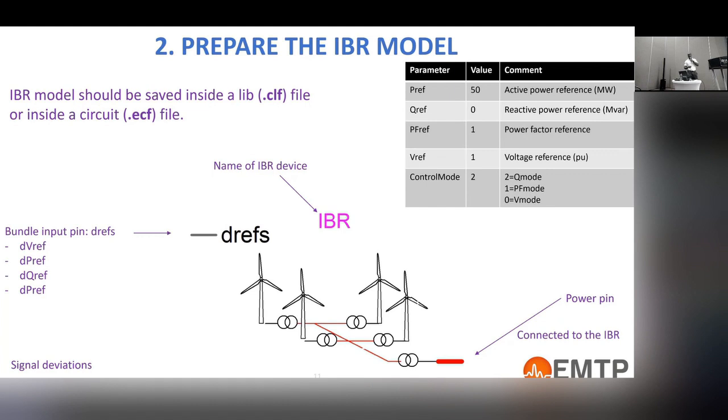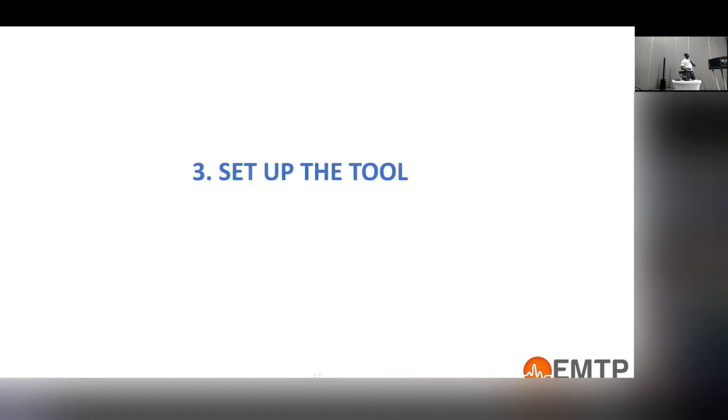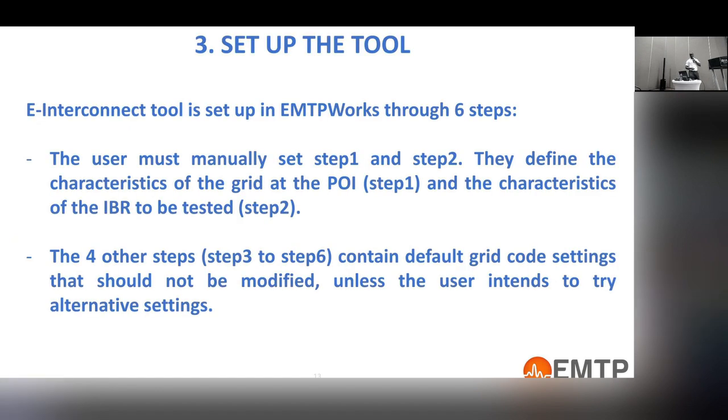So as you can understand, all models can be adapted to be compatible with the tool. Okay, now we are going to move to the next topic, which is setting up the tool. To set up the tool, we have to go through 6 steps, but actually there are only 2 mandatory steps, step 1 and step 2, because they are related to the characteristics of the grid at the point of interconnection and the characteristics of the IBR model to be tested. The 4 other steps are related to the grid code, and normally you are not supposed to touch them unless you want to play with the tool and try some variants, some combinations, some different settings from the grid code.